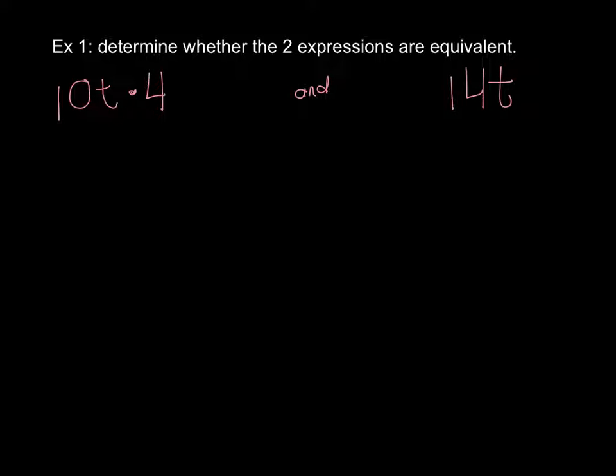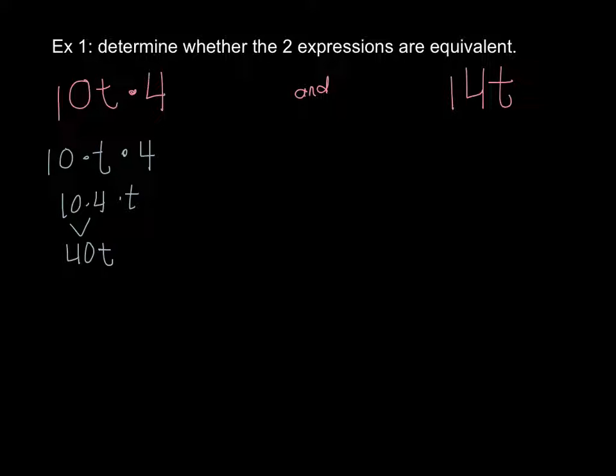I'm going to show you 2 ways that you can solve these, and I don't care which way you do, but I want you to know how to do both ways. First way, using properties to decide whether they're equivalent. If I have 10t times 4, I can rewrite this as 10 times t times 4. Now, if I choose to combine like terms at this point, this is the associative property. If I do 10 times 4, that gives me 40. Now I still have my times t. So now I have 40t.